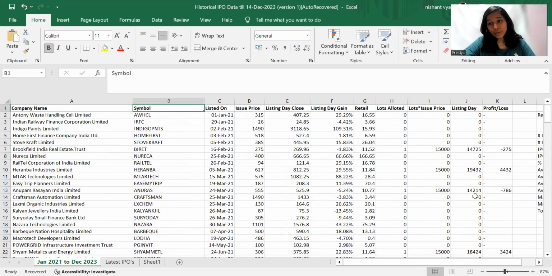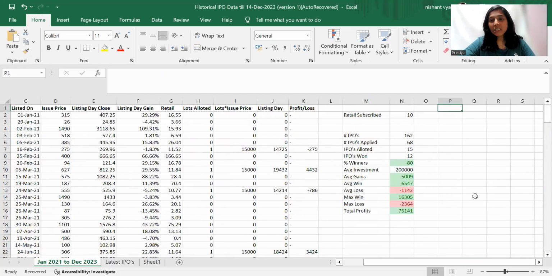Whether we are going to apply in this IPO or not, then the answer is yes, we would like to apply in this IPO. However, the chances are quite bleak that we will be getting allotted or not, but yes, we can definitely go ahead and try our luck.